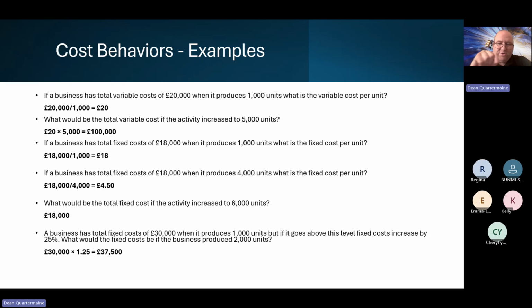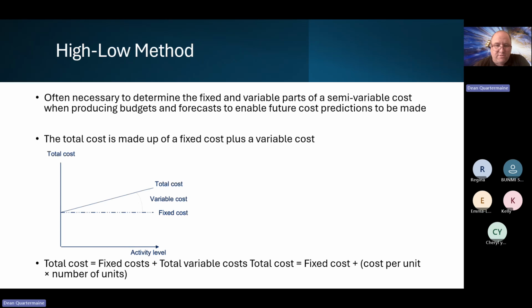Well, 2,000 is more than 1,000, so we've gone above that 1,000 point, and we're told that it increases by 25%. So it's 30,000 times 1.25, £37,500. Hopefully that makes sense. Right, high-low method then.